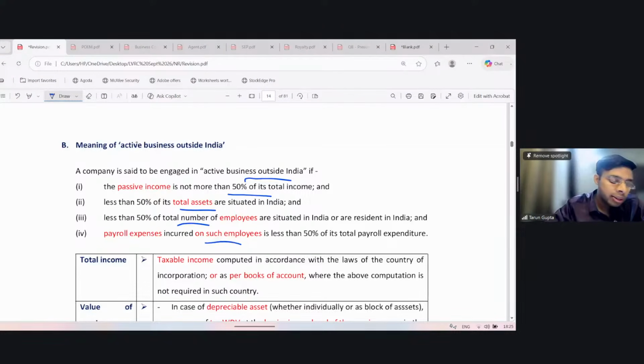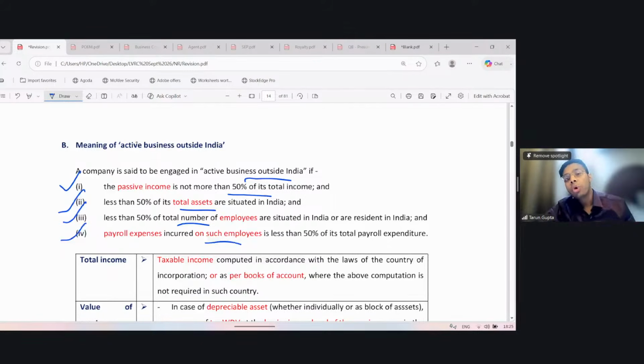So if our entity satisfies all these four conditions, they are combined with the AND. If a company satisfies all these four conditions, then it shall be treated as engaged in active business outside India. And in such case, its POEM shall be situated outside India if the majority of the board meetings are held outside India. Okay? So what are these conditions?